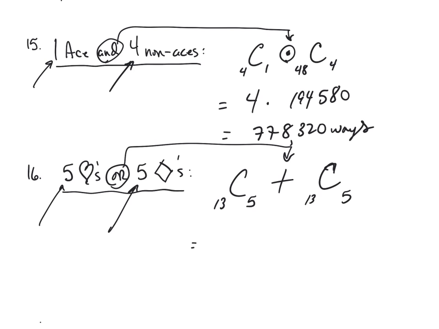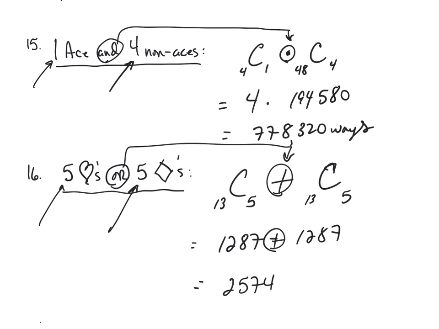So we'd have to evaluate the combinations of 13 things selected 5 at a time, which would be 1,287. So for each of these, 1,287. And when we add the results together, we get a total then. Remember, add because we had the word or in the middle.